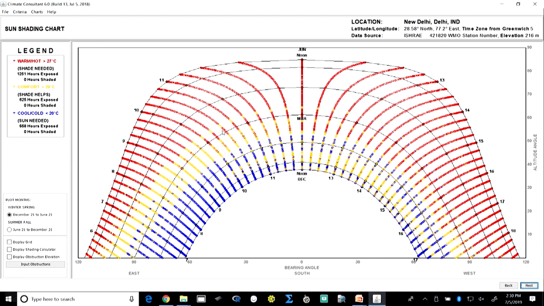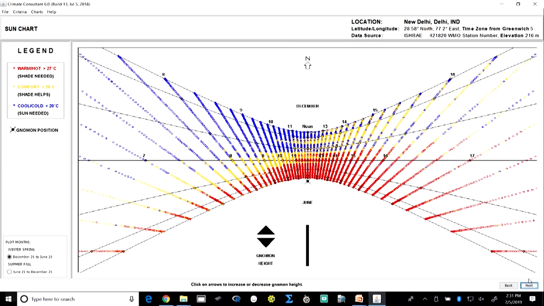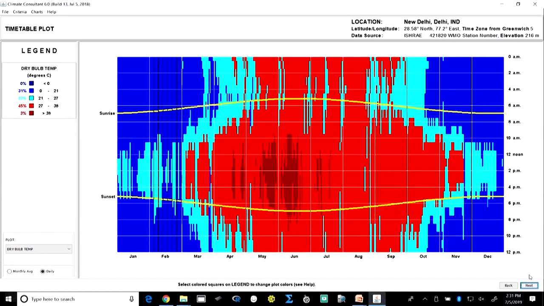The ones which are in the comfort zone, which is approximately 25 degrees centigrade, that is 20 to 27 degrees centigrade, that is where we would want to bring in sun penetrating inside the building, and sometimes we may not require that depending upon the climate. It is also showing the same sun path diagram here.